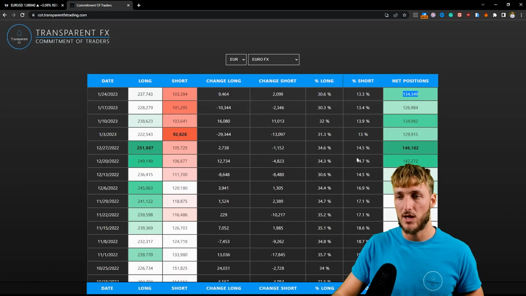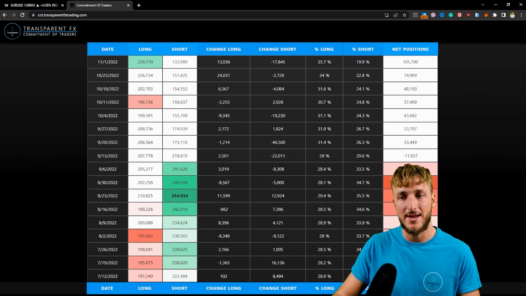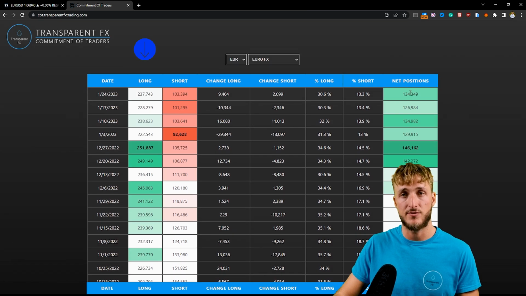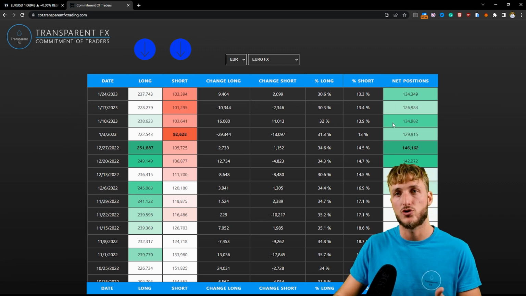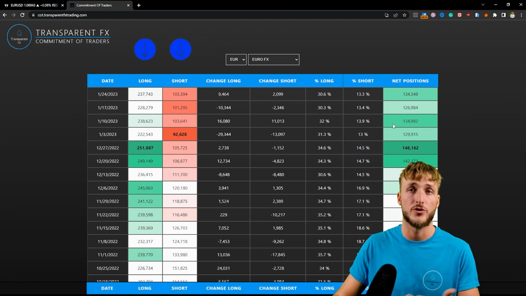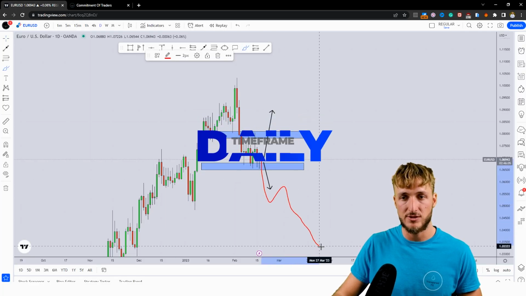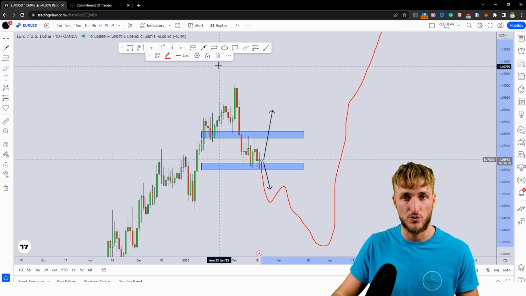However, at the same time, if we look at the long term, we went from a negative net positioning of minus 47k net positions from an institutional perspective, with more shorts than longs, to now having positive net positioning with more longs than shorts. So it would appear here that we have short-term bearish euro, long-term bullish euro. So what we could expect is a short-term move to the downside before then getting more bullish continuation.